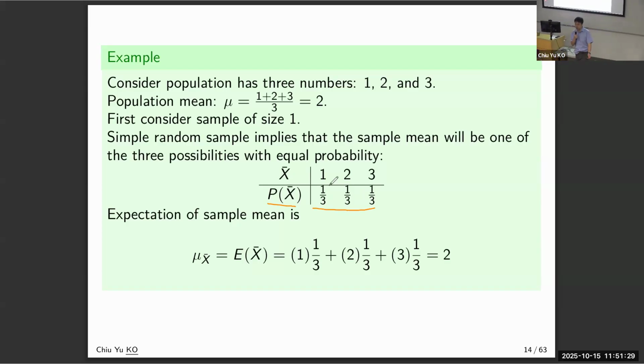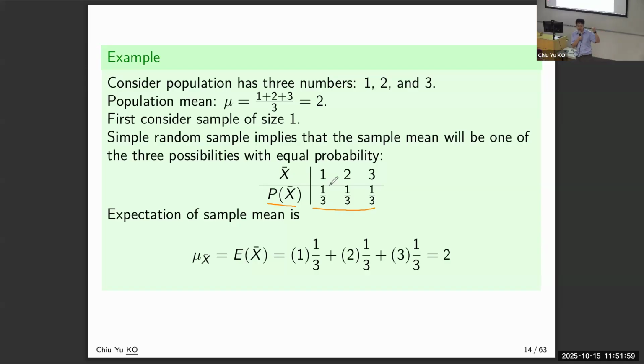Because if you pick Mr. 1, the sample mean is just 1, just one guy. If you pick Miss 2, which has 1/3 probability, the sample mean is 2, because it's only her, adding up her divided by her. If you get Mr. Old Man 3, the sample mean is 3. You get him with 1/3 probability. So that's the data.